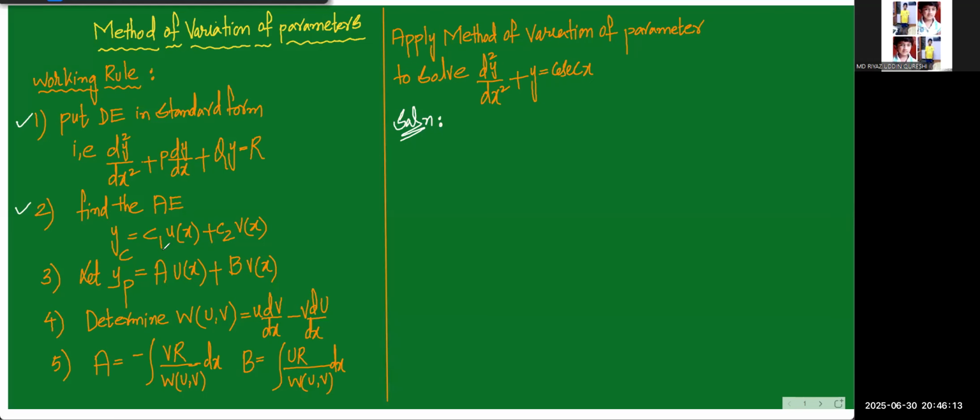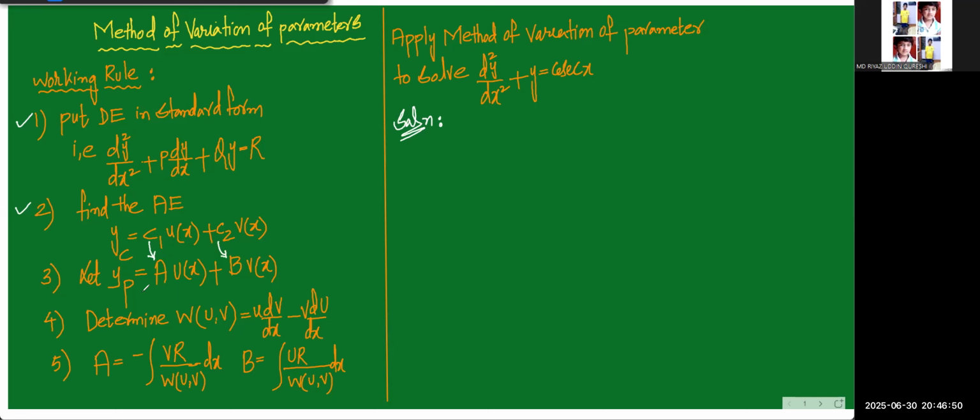We have to find out the auxiliary equation, and our complementary function should be of this form: yc is equal to c1 u of x plus c2 v of x. Every equation we have to convert into this form. And then we are not supposed to find yp directly. We have to assume our yp value to be of this form: a into u of x plus b into v of x. That is why it is called variation of parameters. Here c1 and c2 are the parameters that we are replacing with some other variables, a and b.